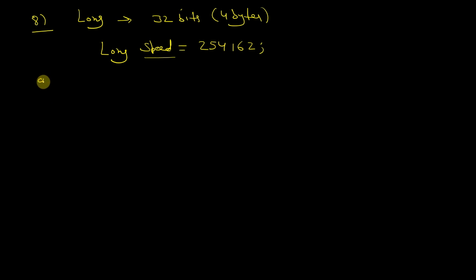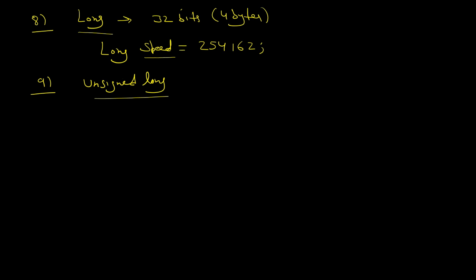Similarly, we can define unsigned long. Now this long can have positive or negative values, but this unsigned long will have only the positive values. So similarly you can define this unsigned long. Now, just remember this, unsigned means only the positive values. Unsigned means no sign is there, so it will take only the positive values for this Arduino Uno.